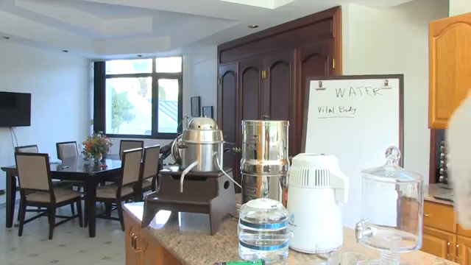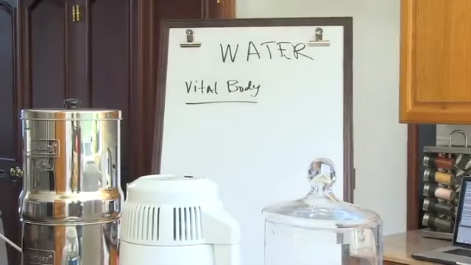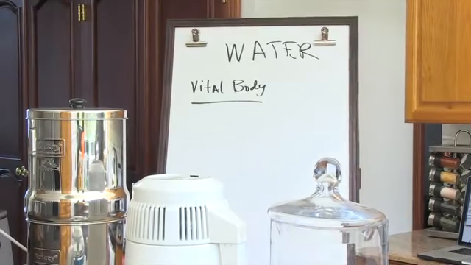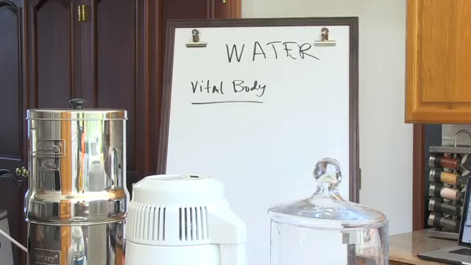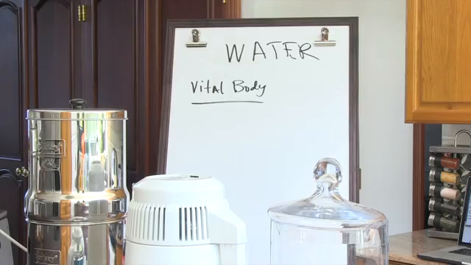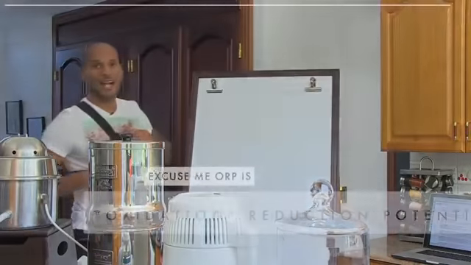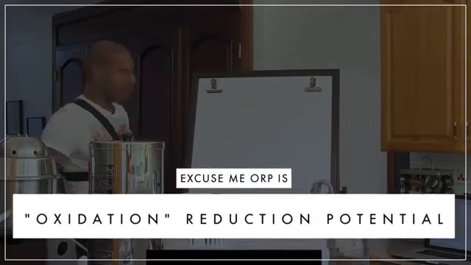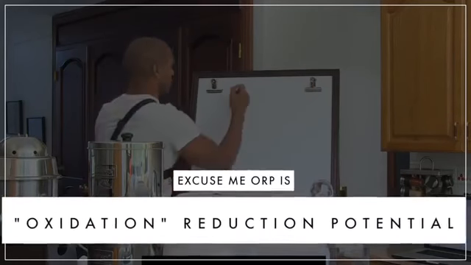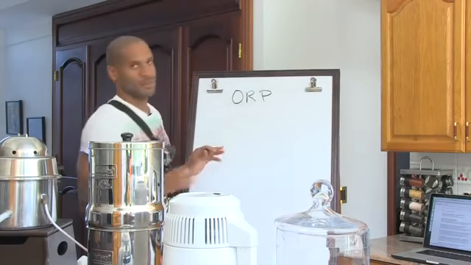Let me see if I could just zoom in a little bit over there and turn it over here just a little bit. And there you go. So let me explain to you what ORP is and why it's so valuable for you to know the ORP of what you're consuming, because it has a lot to do with the fountain of youth. And here we go. ORP is oxygen reduction potential, O-R-P. And I'm going to explain this simply.